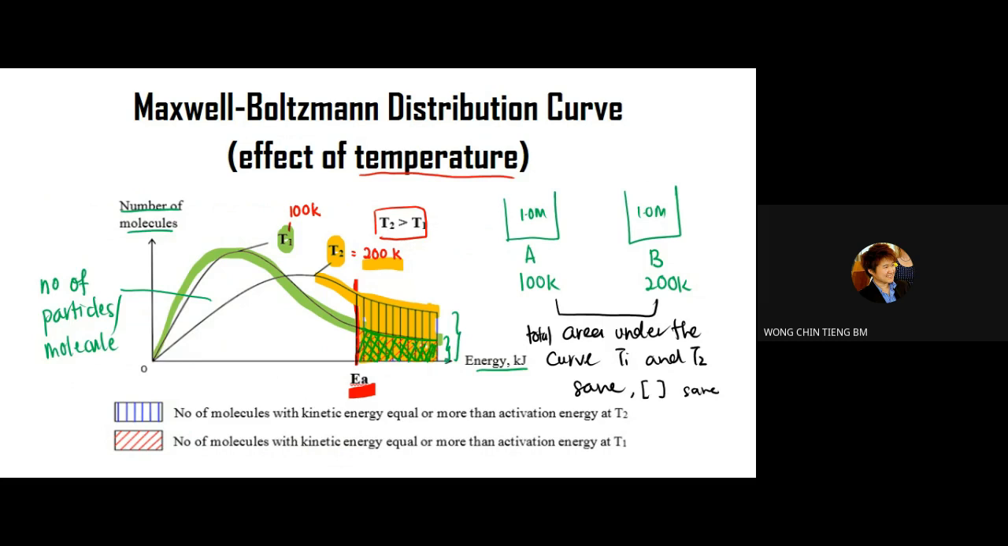Agree with our concept? The higher the temperature, the higher the rate of reaction. Why? Because more molecule achieve the kinetic energy with higher or equal than activation energy. So, T2 yang tinggi tu kena ada kawasan bawah graf yang lebih besar. Nampak? Itu je dia nak cakap dalam Maxwell-Boltzmann distribution curve.